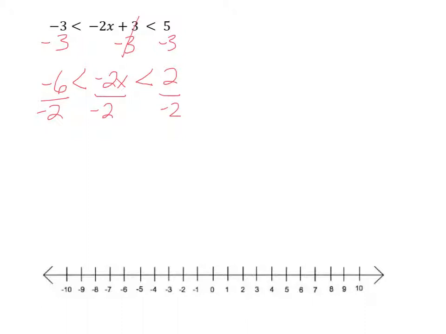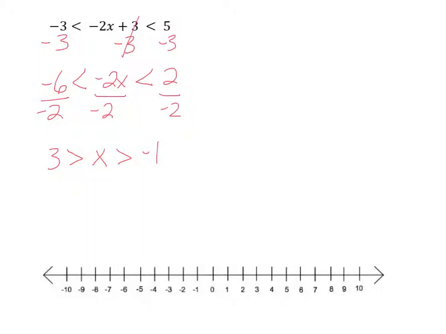This is the first time it happened to us, but right here, I divided by a negative number. So remember, when you divide by a negative, you got to switch those inequalities. So this is actually going to turn into a positive 3, and instead of a less than, I'm going to put a greater than, and then an x, and instead of a less than, I'm going to have a greater than, negative 1.